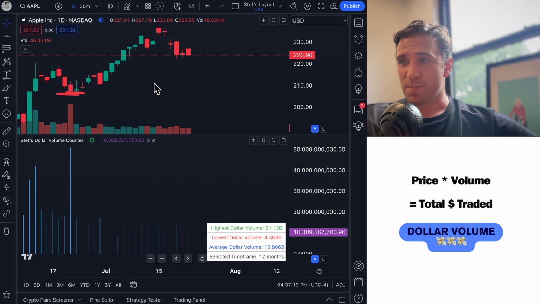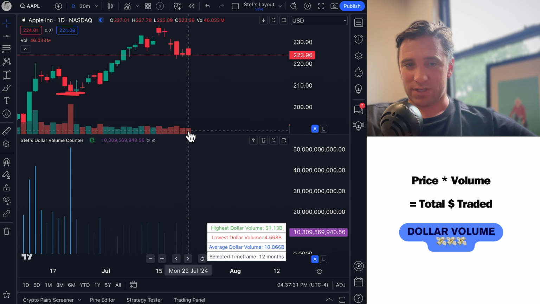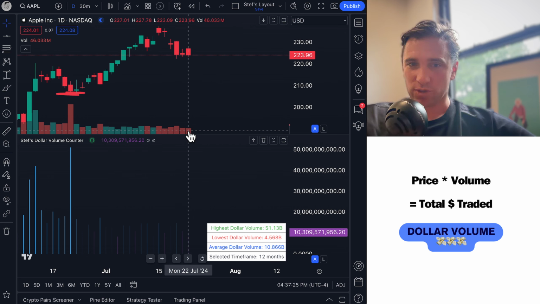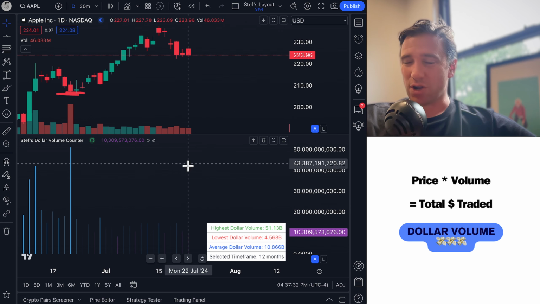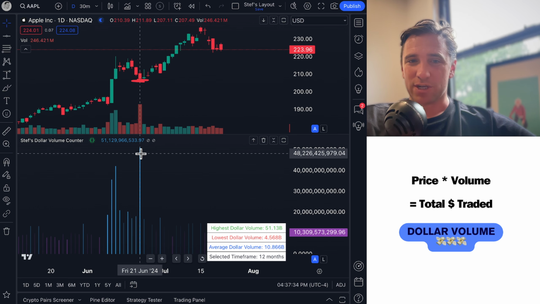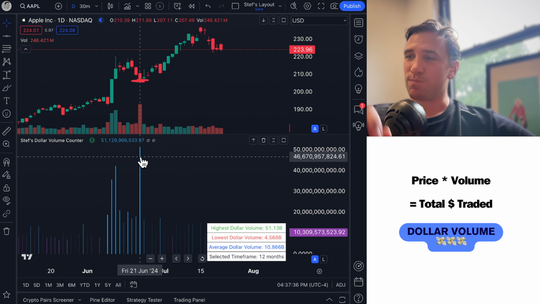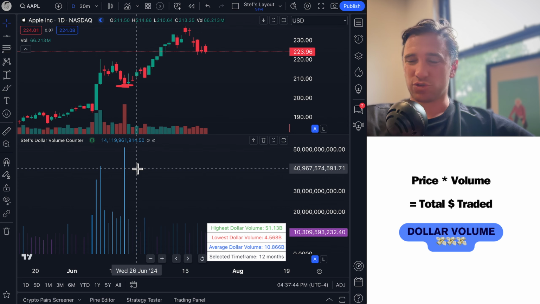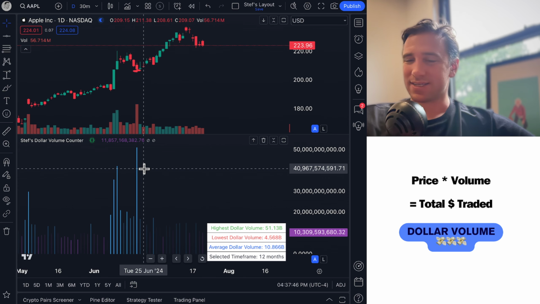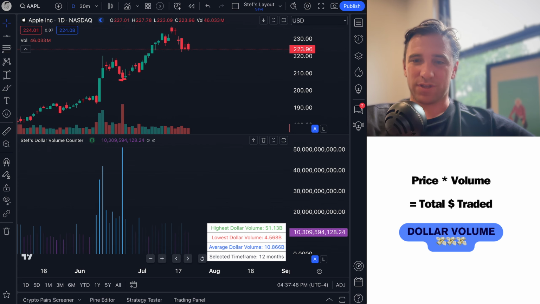Now, that is fundamentally different because these volume bars tell you how many shares were traded, or if you're looking at crypto, how many coins were traded, or if you're looking at futures contracts, how many contracts were traded. But the dollar volume counter is showing you how much dollar was traded. It multiplies the price of the symbol times the total volume, and you understand how much sheer dollar volume was traded in that specific session, time interval, anything of the sort.